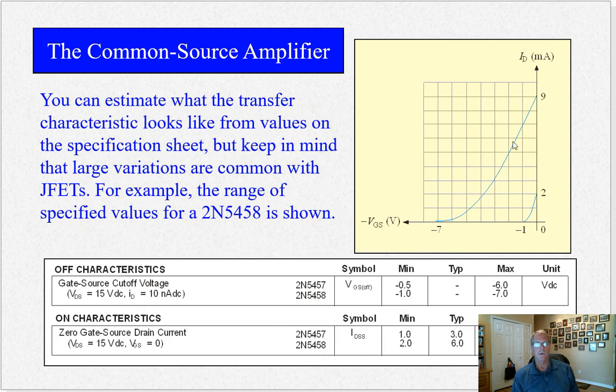So here's a transfer characteristic of our common source amplifier. This is the drain current versus the gate source voltage. And there are some pretty wide values for most JFETs. This is a 2N5458. Notice these numbers vary widely, minus 1 to minus 7 volts here for VGS off. So it could be anywhere from this curve here to here. And this is the IDSS from 2 to 9. So it's pretty wide, right? You've got to be careful. Design your circuit to accommodate the worst case.